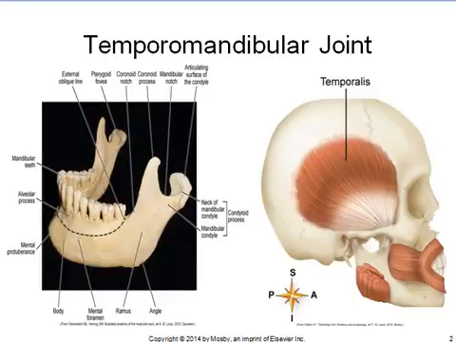Take a moment to identify on your skulls the condylar heads of the mandible, the articulating surfaces of the mandibular condyles and temporal fossa, the intervening disc between the fossa and the condyles, and the capsule and supportive ligaments of the TMJ.